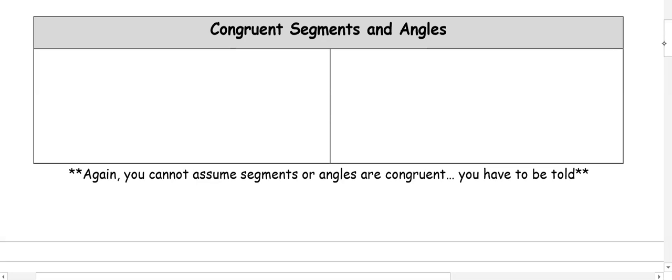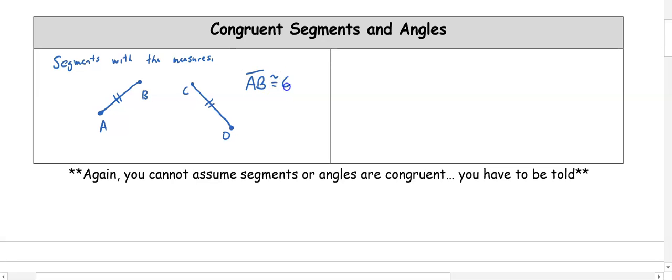Congruent segments and angles. So congruent segments are segments with the same measures. If our segments are congruent, we're not always going to have a length given to them, but we might have the same marking. So if we have these two segments A, B, and C, D, if they both have the same marking, so in this case 2 tick marks, we would say that segment AB is congruent to segment CD. The same thing with angles.